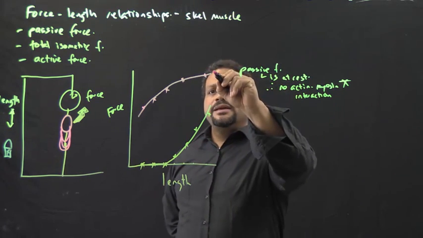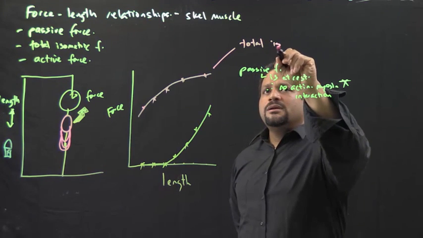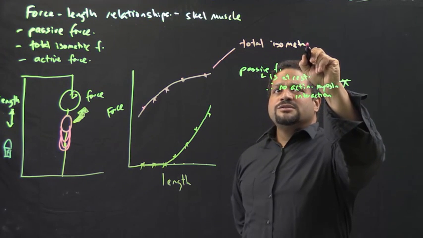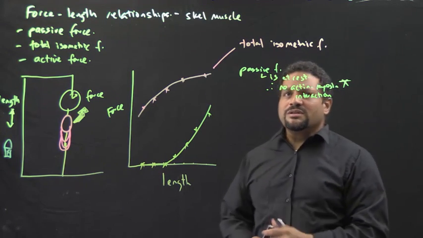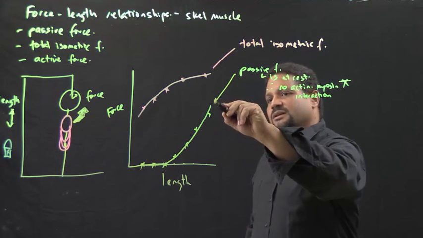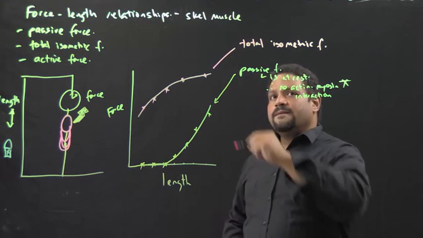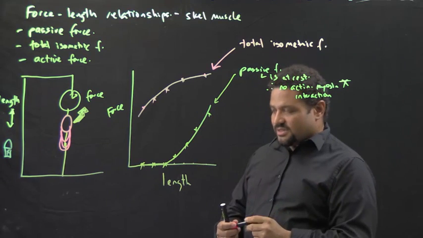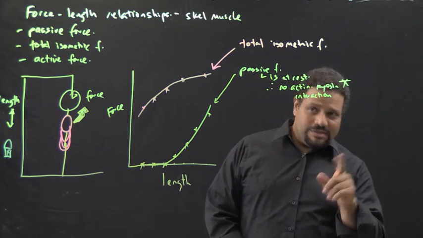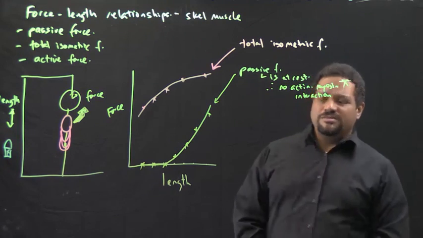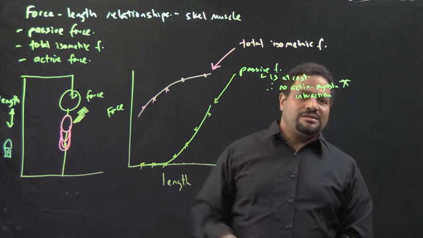And this here is the total isometric force. So that's the total force that the muscle can generate. And I'm demonstrating that the passive force is down there. For the observant student, what you'll notice is that this total isometric force is actually a combination of passive and active force.